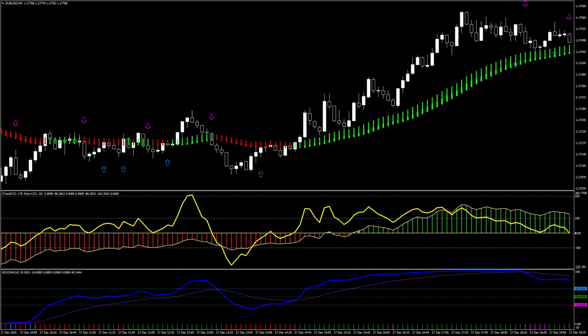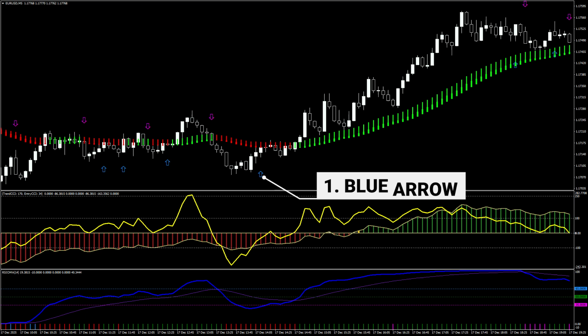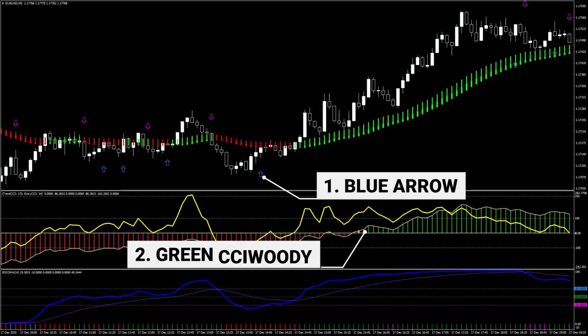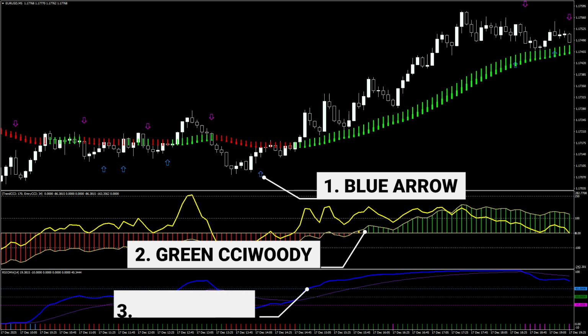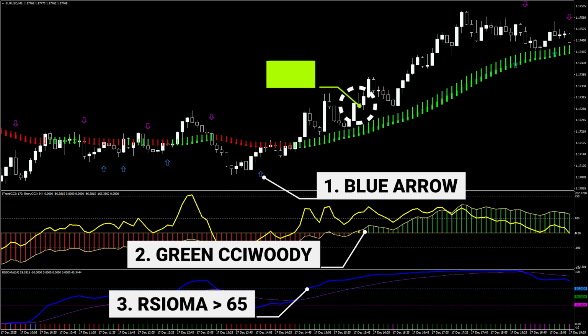Here we have another potential opportunity. Again, start with the trigger. The moving average crossover gives us a buy alert. Immediately, we run through our mental checklist. We look down. Is the double CCI Woody green? Yes, it is. Is the RSI OMA line above level 65? Yes, it is crossing above that zone right now. This looks exactly like our first trade, and that is what you want. Because all conditions match, we place another buy order.